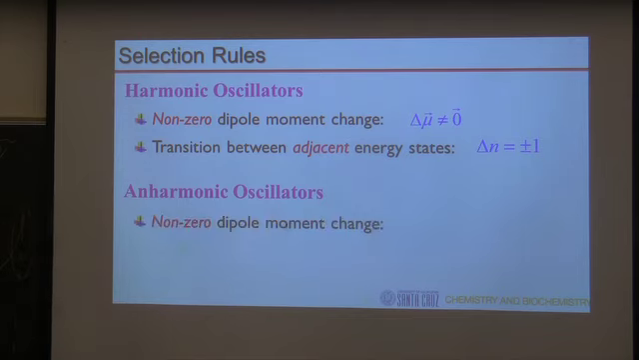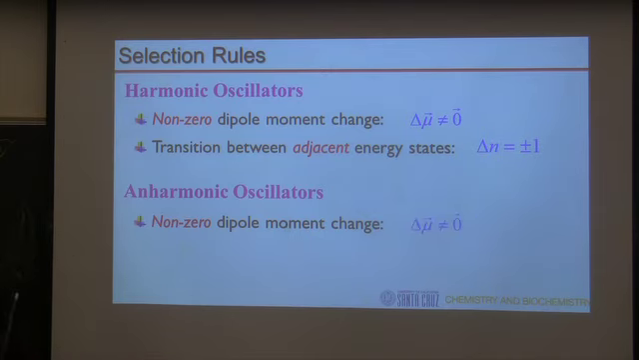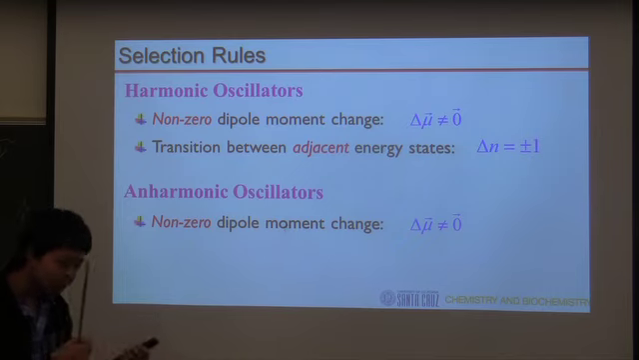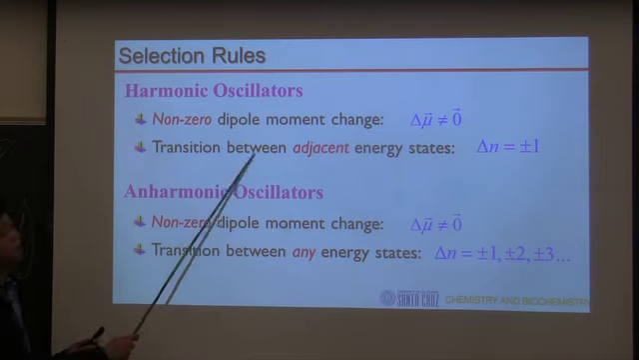For the anharmonic oscillator, the first one is the same as the harmonic oscillator, which must involve a dipole moment change. It does not mean just dipole moment. There must be a dipole moment change, the dipole moment must change. The second one is that the transition now can be between any states. That simply means delta n can be plus or minus 1, 2, 3, 4, wherever you want to go. It's like hydrogen atom transitions. Okay? So back to the question, dipole moment.